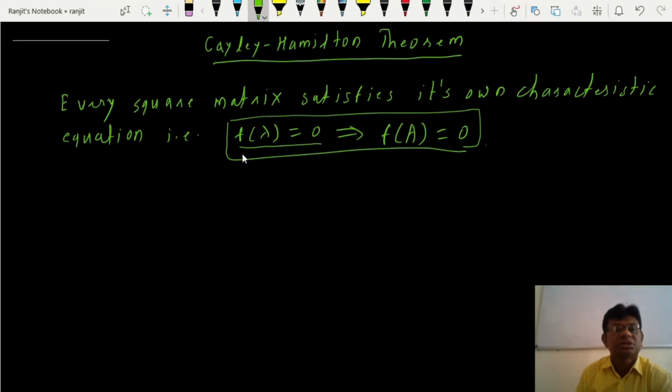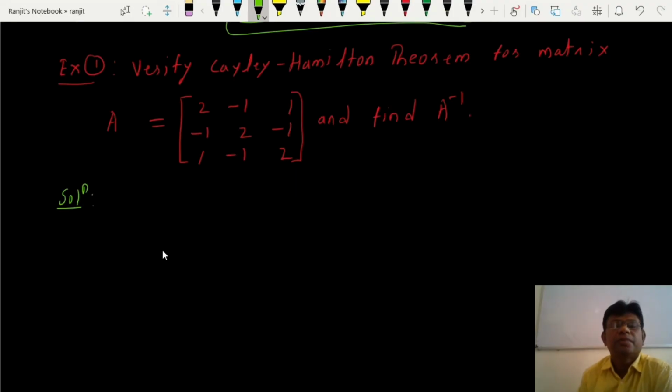Now let us discuss this theorem with some examples. Example 1: verify Cayley-Hamilton theorem for matrix A is equal to 2 minus 1 1, minus 1 2 minus 1, 1 minus 1 2, and find A inverse. Now solution. First we write the characteristic equation for the given matrix A. Therefore the characteristic equation is determinant of A minus lambda times I is equal to 0.